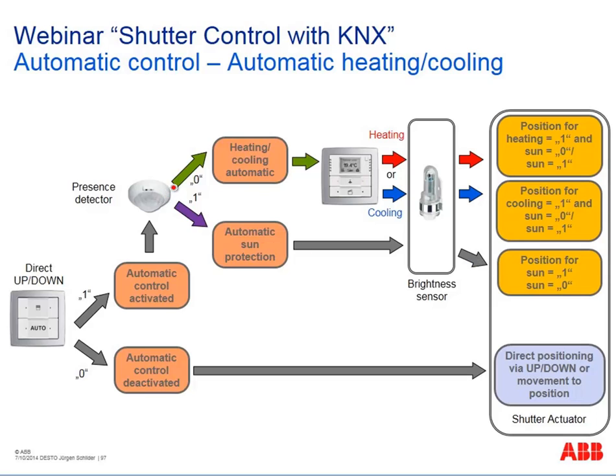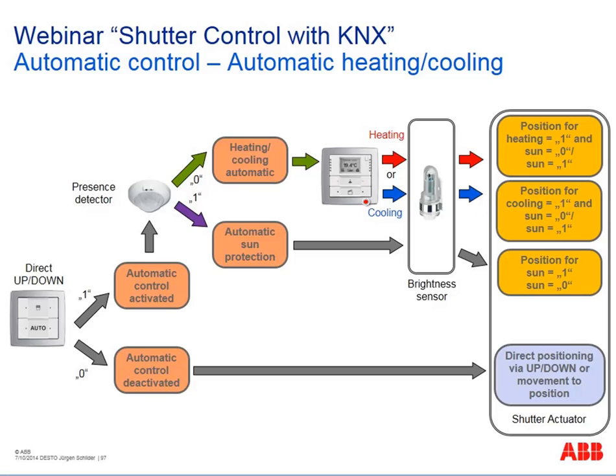But now we want to do more. Nobody is in the room, so the presence detector or the keycard reader says nobody is inside. Then we can additionally enable our heating or cooling automatic. Depending on the temperature inside the room, we have the information whether we are in the heating mode or the cooling mode, and whether we have sun outside, and then we can drive automatically to the position. For example, in the heating mode, we have sun or no sun, and in the cooling mode, also the same, the position for sun or for no sun. I think this is a good possibility to save energy.